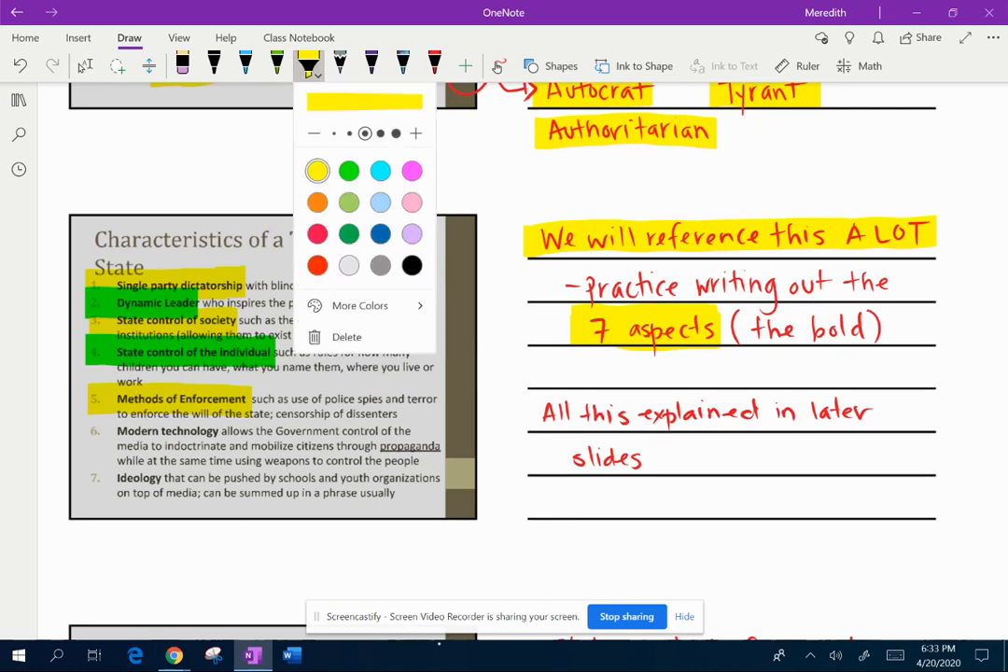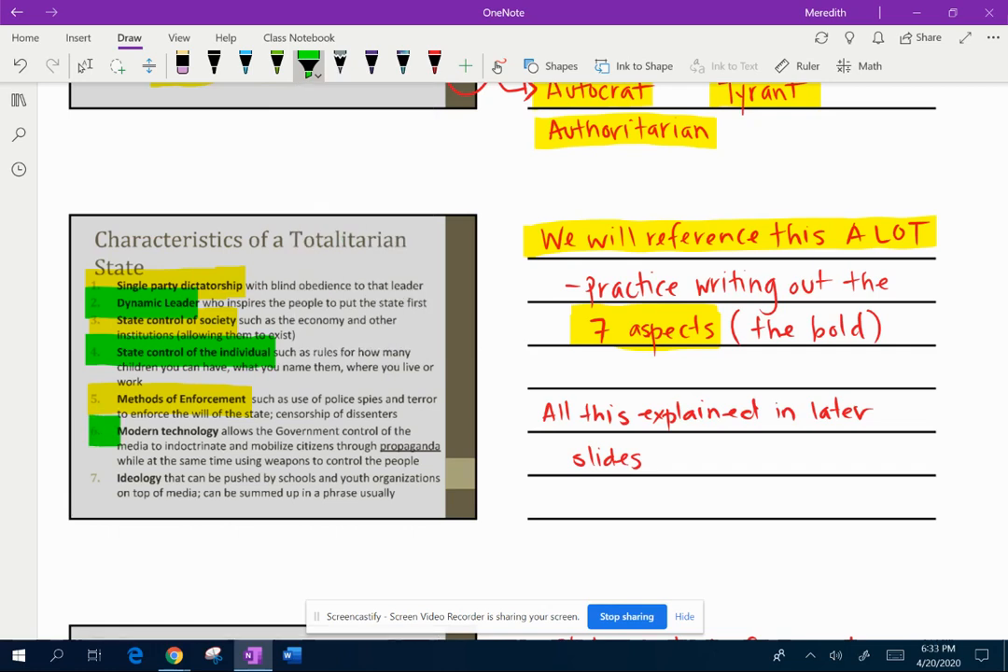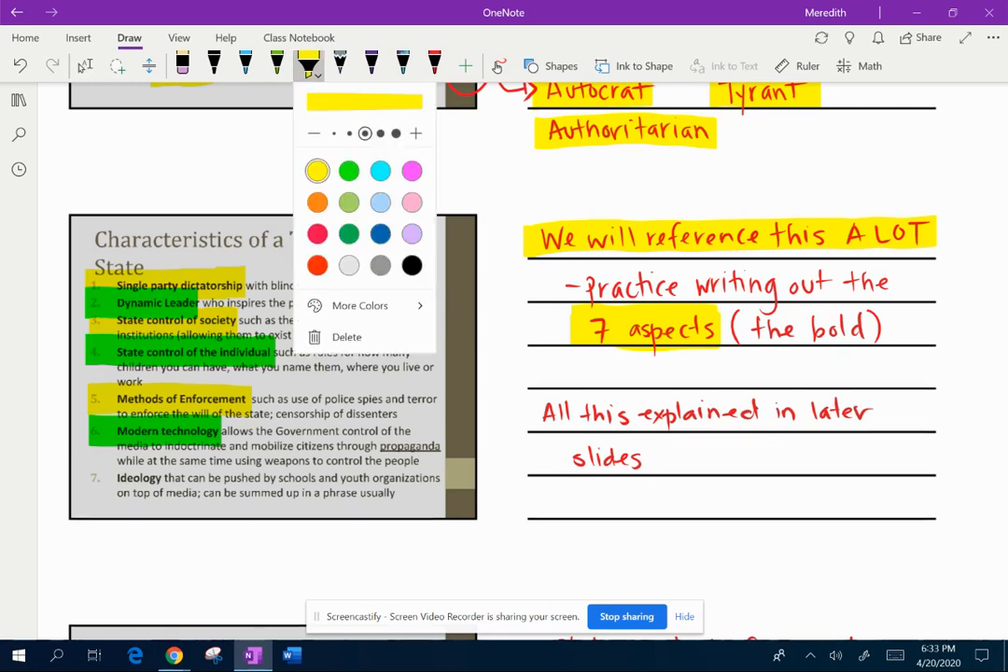Okay. Another aspect of totalitarianism is going to be modern technology. So that's using modern technology to either hurt the people. So we can look at this as weaponry, or we can also look at this as mass media or ways of indoctrinating and sending a message to our citizens to get them on the same page. And then the last one is ideology.